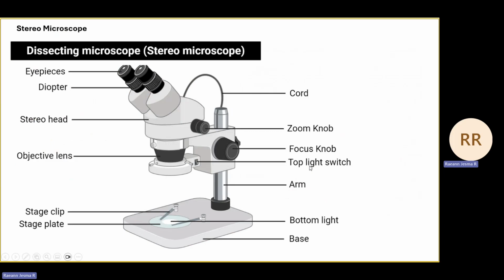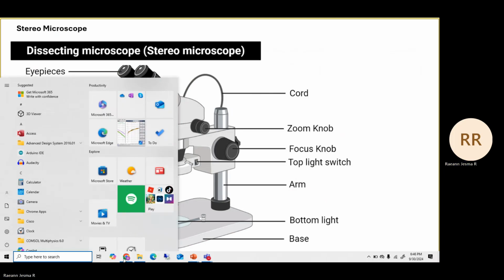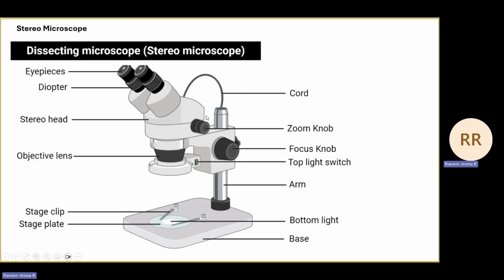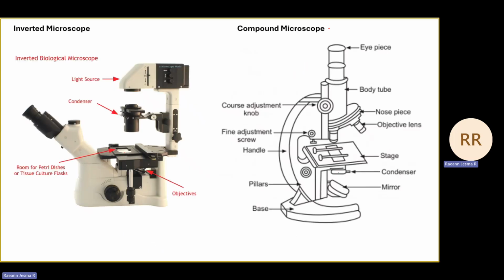So in this figure, you can see a stereo microscope. In a stereo microscope, the main thing is that it is also a dissecting microscope. If we look at a compound microscope as well as a stereo microscope, the stereo microscopes can generally provide magnification in the range of 10x to 40x, and the compound microscope will provide magnification from 40x to 1000x.